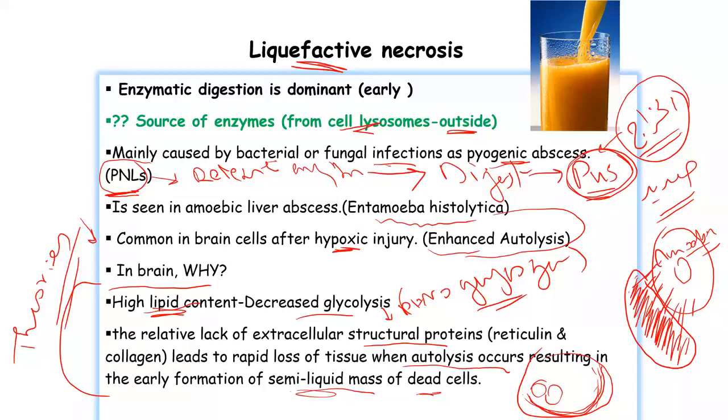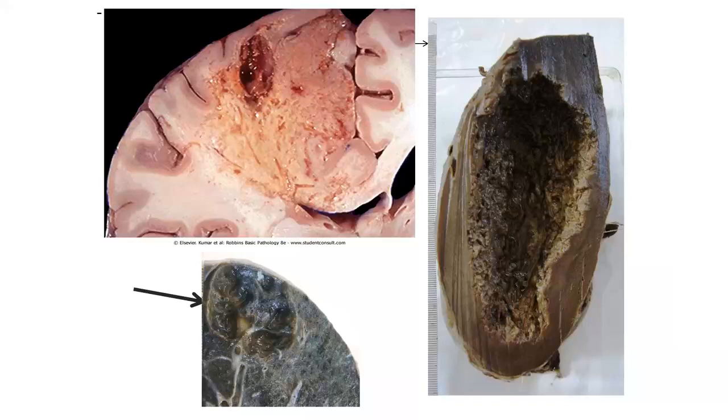Anyway, these are theories. You just have to know that the brain is the only solid organ in which infarction causes liquefactive type of necrosis and not coagulative as in other organs. So liquefactive necrosis occurs due to predominant enzymatic digestion. It can be seen in pyogenic abscess due to neutrophils, in amoebic liver abscess due to liquefaction by Entamoeba histolytica, and in ischemic necrosis of the brain or brain infarction due to enhanced autolysis.